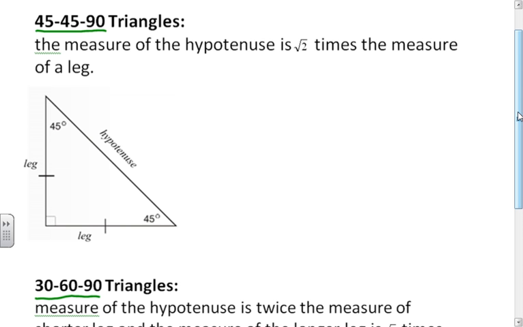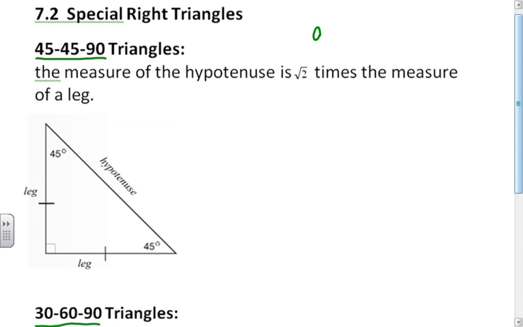So prior to this section, we always had to rely on the Pythagorean theorem to find missing parts, missing legs and sides of a triangle. You have to have two of the three pieces in order to use that formula. If you have a special right triangle, like a 45-45-90, you only need one piece.